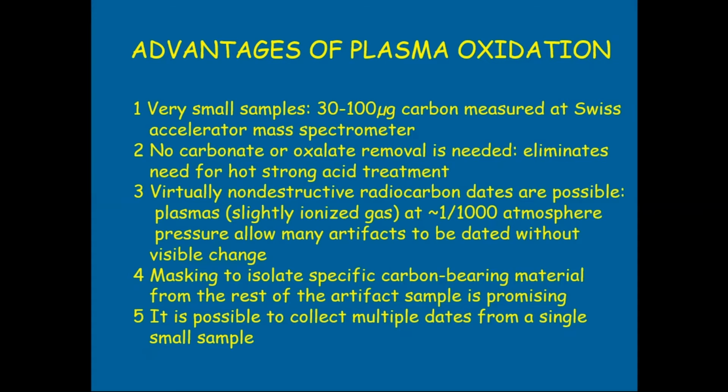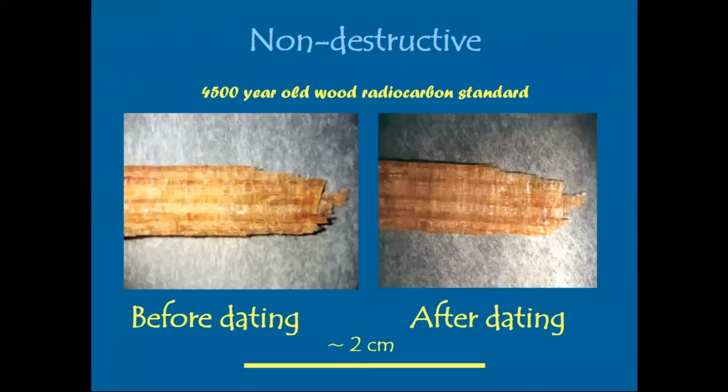So that's an advantage. To illustrate the non-destructive dating technique, there's a picture here showing 4,500-year-old radiocarbon standard wood. And we show the picture before dating and after dating, and that's within the limits of the photography and the microscopic enlargement. Here you cannot see any difference in these two pieces of wood. They could, that being an artifact, be used over and over to do other studies.